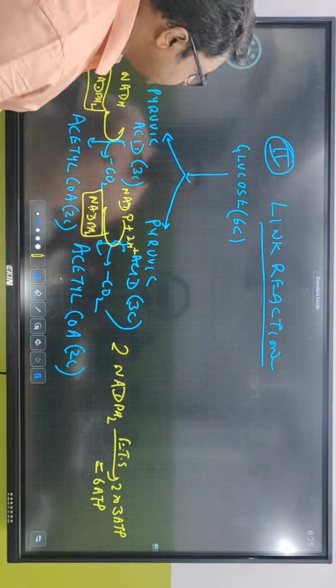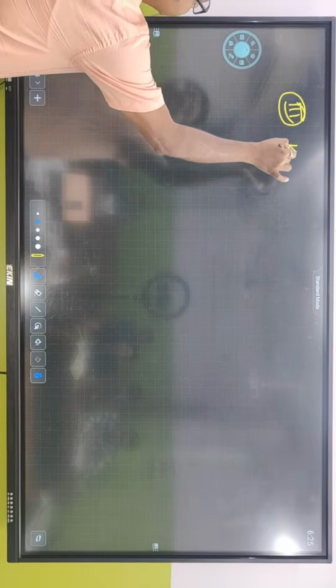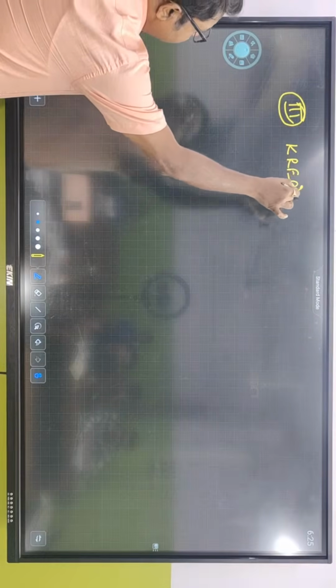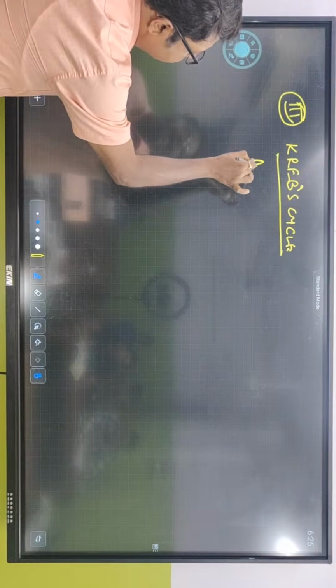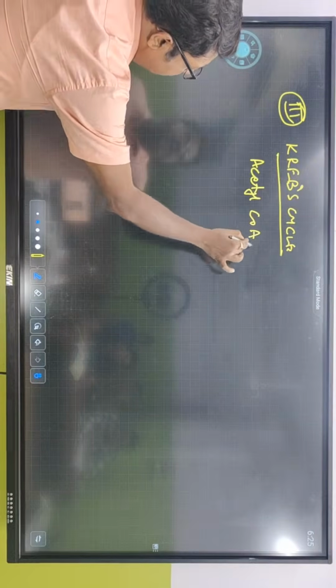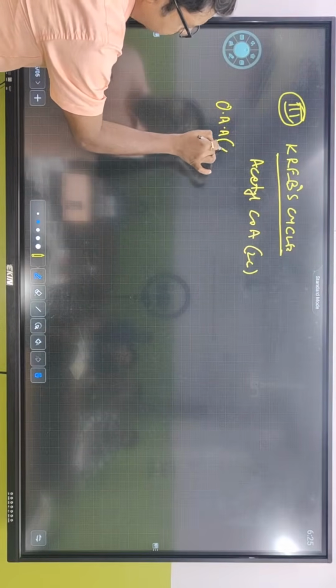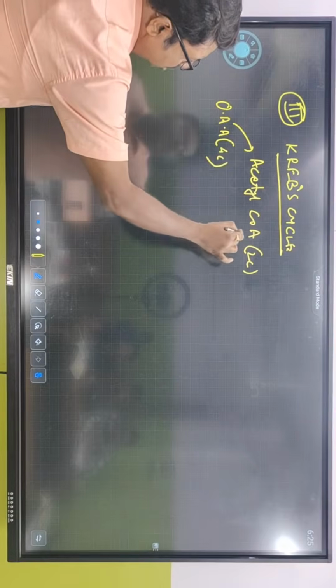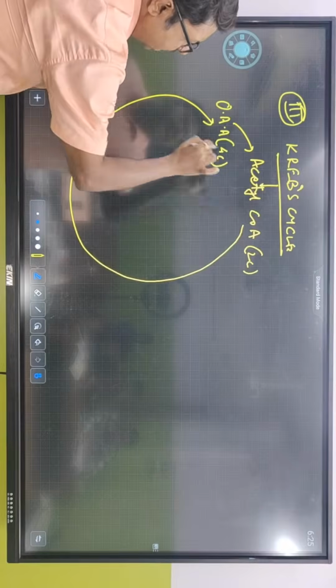Clear? And then the last step, that is the Krebs cycle. So how many Krebs cycles will there be? 2 Krebs cycles, because the Krebs cycle takes place inside the mitochondrial matrix, and this acetyl coenzyme A is going to start with the 2 carbon compound, and we know that the last compound is what? Oxaloacetic acid. This is the cycle which goes on.